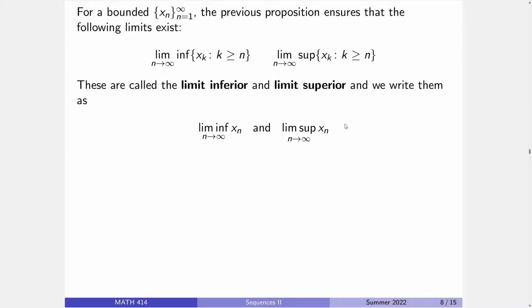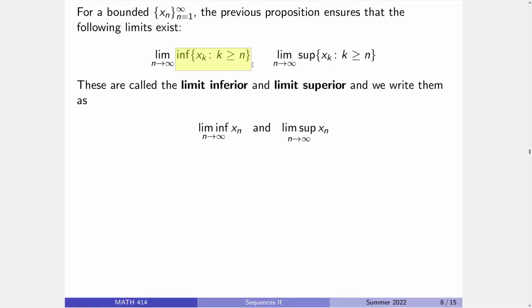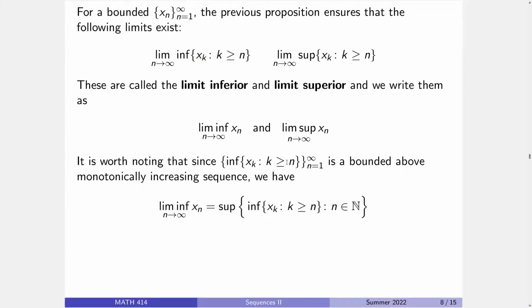Alright, cool. Now, note how they're defined, right? This is a limit of a bunch of infimums, and this is a limit of a bunch of supremums. Pretty cool. However, there is a bit of a counterintuitive thing. These limits exist. Now, remember what we just proved. We proved that the infimum of the tails of a bounded sequence is bounded above and monotone increasing. So its limit exists, but what is its limit? Its limit is a supremum. So this is bounded above and monotone increasing. So its limit, which is the limit inferior, is actually a supremum.